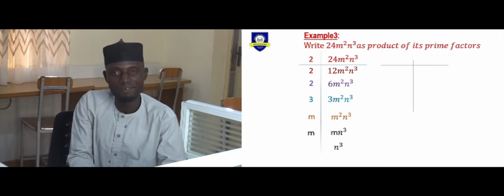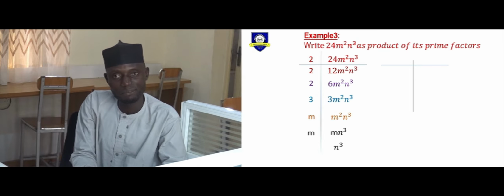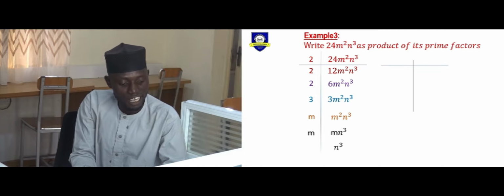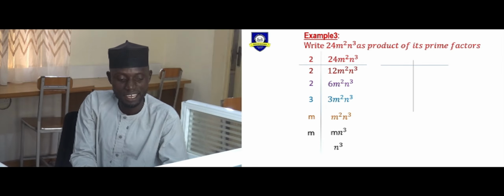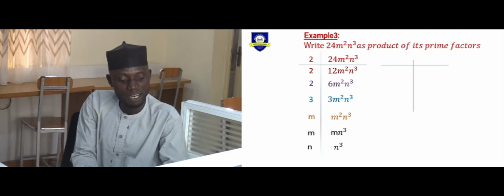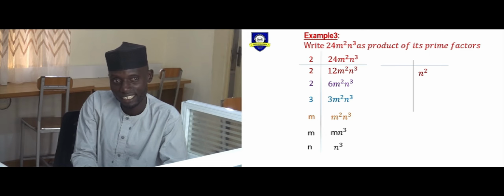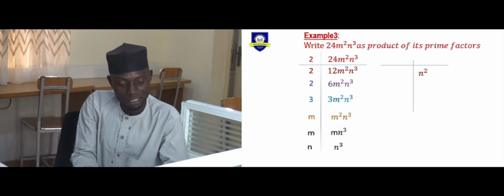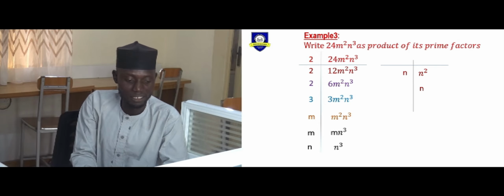This time around we have NQ. NQ can be divided by its least factor, which is n. When you divide NQ by n, it will be reduced and we will be left with n squared. N squared can also be divided by n, and it will be reduced to just n. Then the only factor that can divide n is n itself. So we have n divided by n, we have 1.